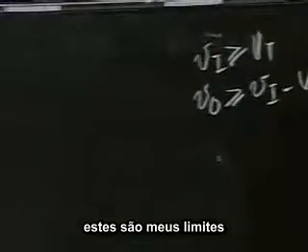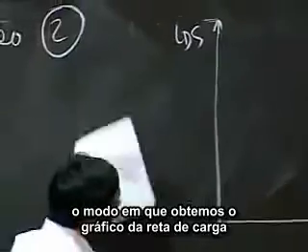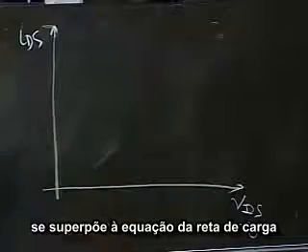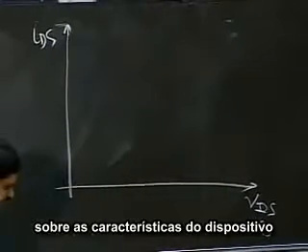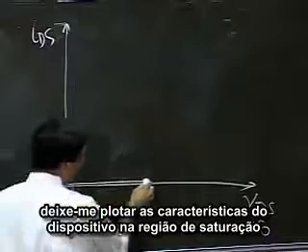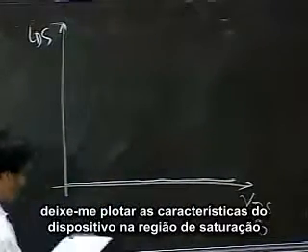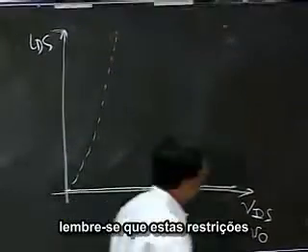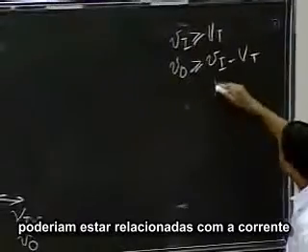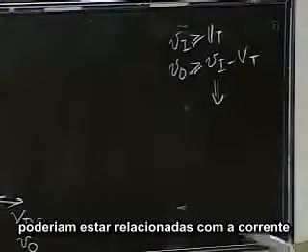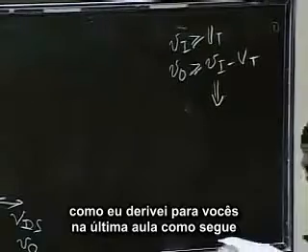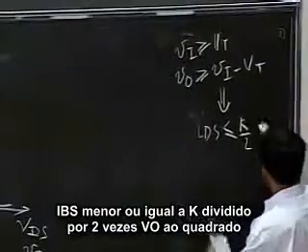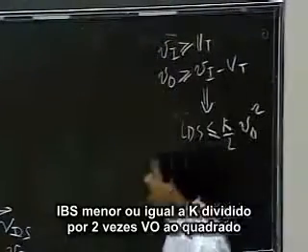Those are my limits. So the way we got the load line graph was we superimposed the load line equation over the device characteristics. And so let me plot the device characteristics in the saturation region. Remember that this constraint could be related to the current, as I derived for you in the last lecture, as follows. IDS being less than or equal to k divided by 2 V naught squared.